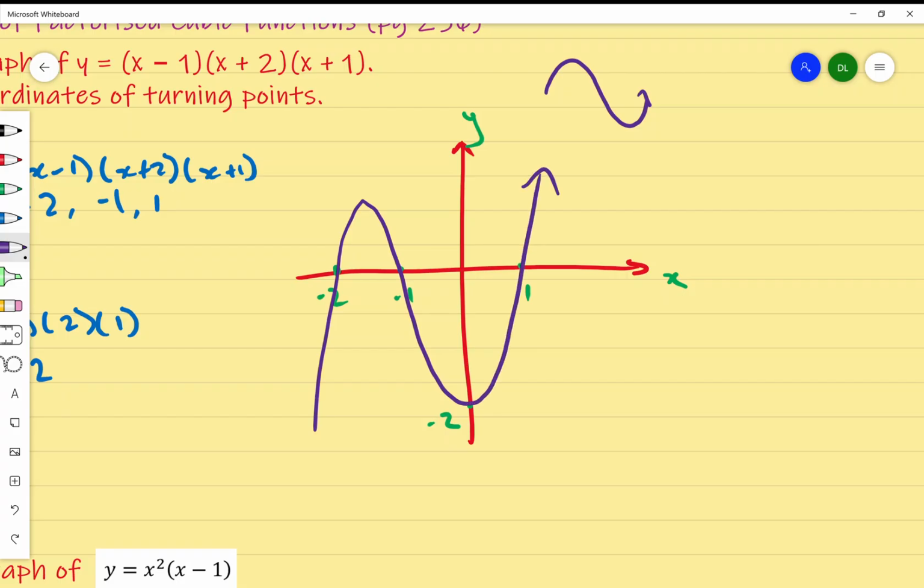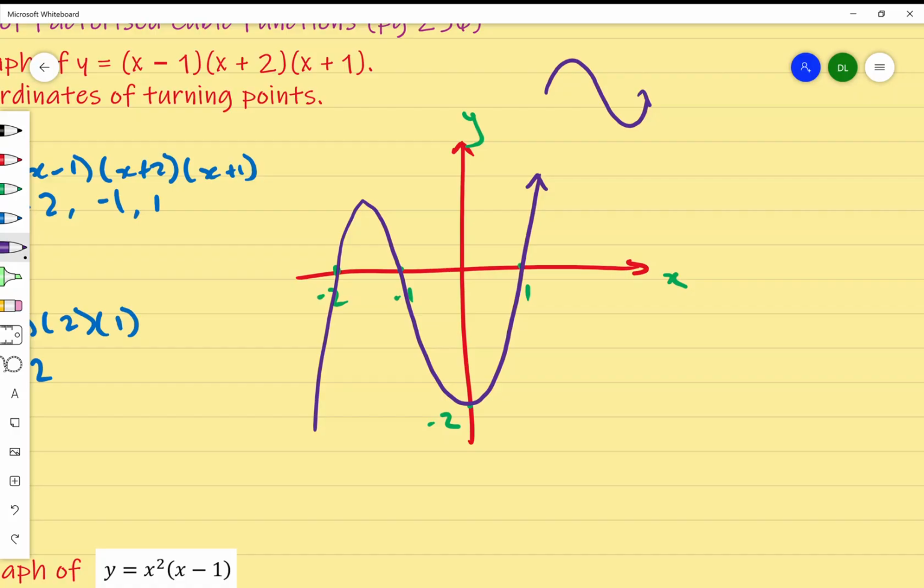Now, are we sure that's right? It could be wrong. It could be right. So that right there could be our turning point. It could also not be our turning point. At this stage, we're not equipped with the skills to tell us whether that's the answer or not. But that is the general shape we're going to be working with.